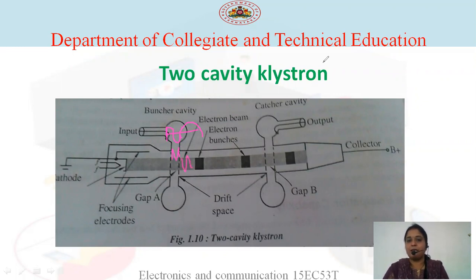Therefore, in the absence of the RF signal or the input signal, the electrons will move with their own velocity. But once the input is applied, the electron velocity will be modulated. Now we will analyze that using the Applegate diagram.